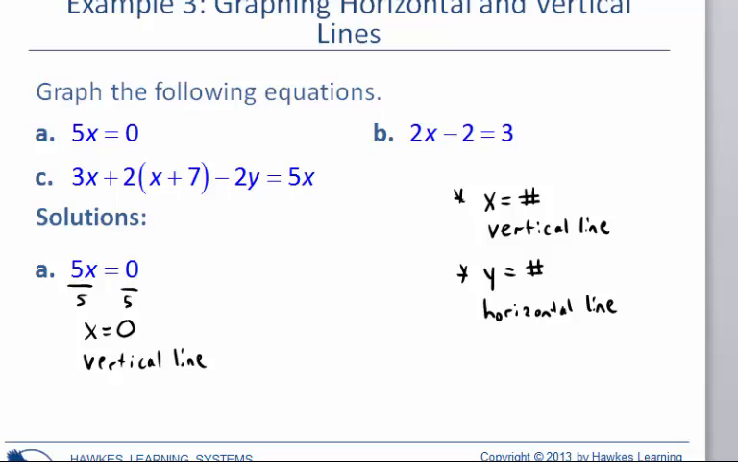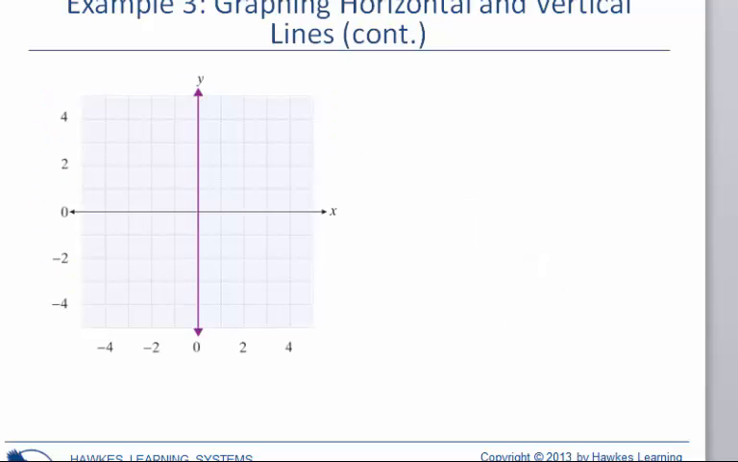So let's go ahead and graph this one. If you look at your x-axis, right here is where we have 0. And we're going to draw a vertical line through that point. So this is the graph of the line x is equal to 0.